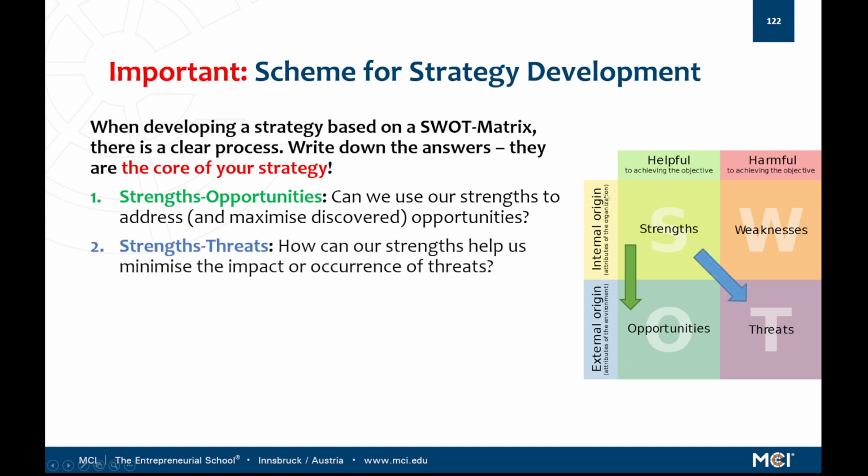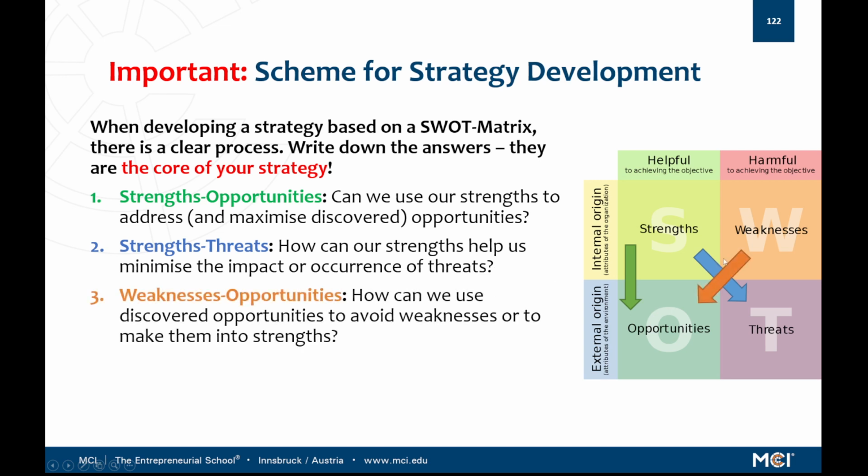Then look at the relationship between the strengths and threats. How can our strengths help us minimize the impact or occurrence of threats? Do we have something in our resources and our capabilities that will help us prevent the impact of threats? Or maybe we can even impact the probability of their occurrence.